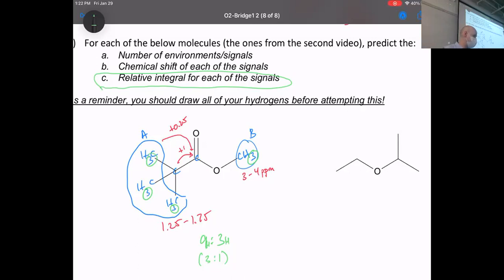And then with splitting, which we'll talk about on Monday, that's also really small numbers. Keeping track of which piece of information is telling you what about the environment is really important. So just keep track of that.